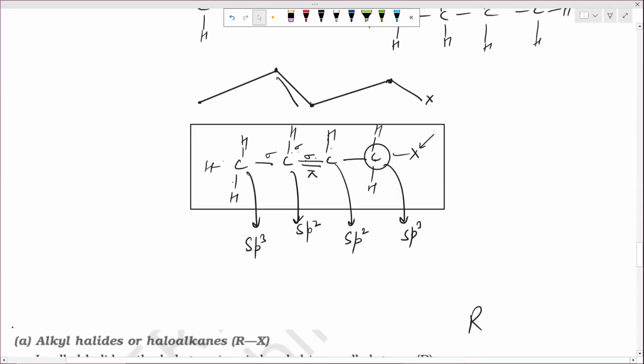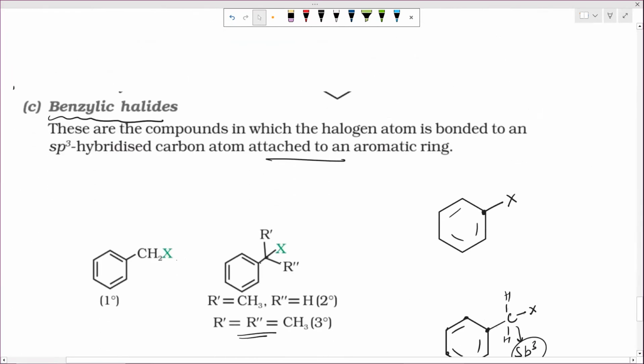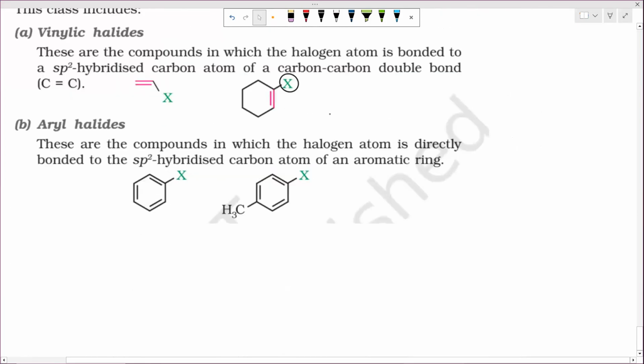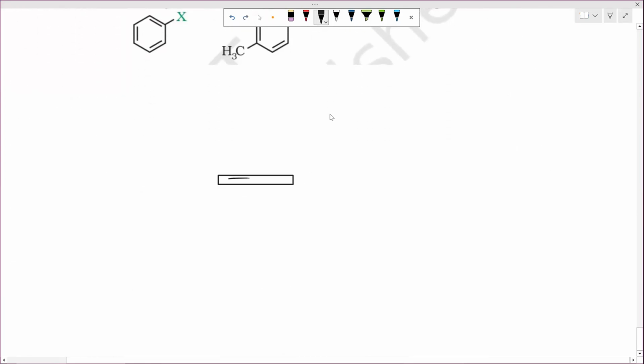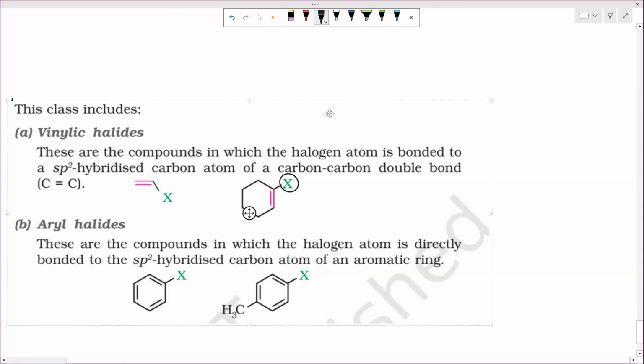But instead of this one, if I attach it with a double bond, for example C double bond C, and I attach the X here, then the carbon with which the halogen is attached is bonded with a double bond. So this is known as a vinylic halide. The carbon with the halogen atom bonded to an sp2 hybridized, or double bonded, carbon atom is known as a vinylic halide.